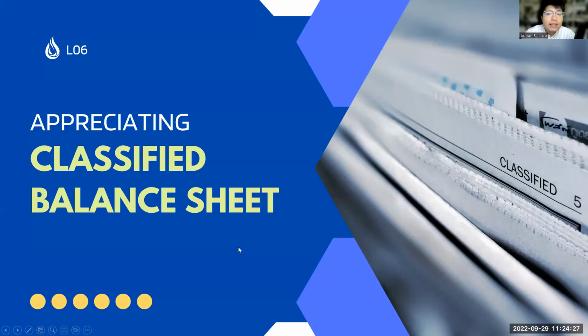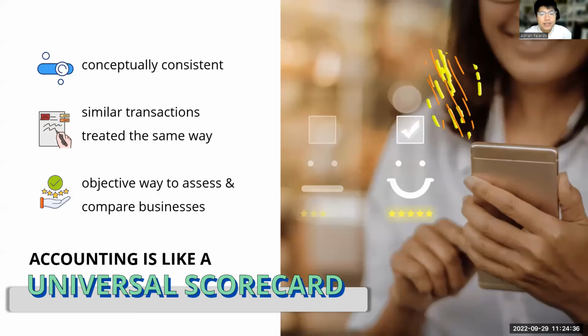So actually, the last learning objective is that we are now going to try to appreciate what we call the classified balance sheet. So going back to our very first lesson, I hope now that you have a newfound appreciation on why I see accounting like a universal scorecard. Because of our frameworks, because of our principles, we know that it's conceptually consistent, right? And we know through our journal entries and our different journal entries that similar transactions are treated the same way. And regardless of what type of company you are, as long as you follow the same financial reporting standards, you can then have an objective way of assessing and comparing businesses.